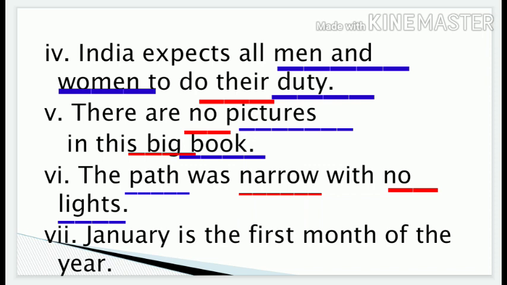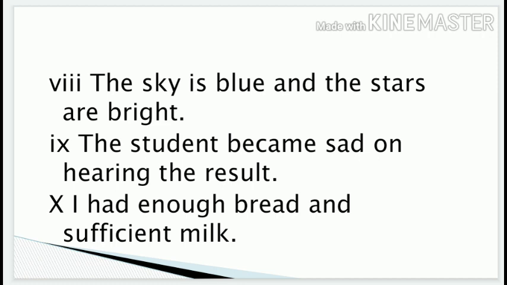The next sentence is: January is the first month of the year. Here the word first is describing the noun month. So first is an adjective, and it is underlined with red, and month is a noun, so underlined with blue. Now let's begin the new sentence.